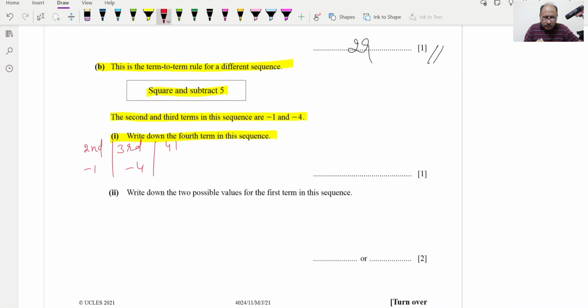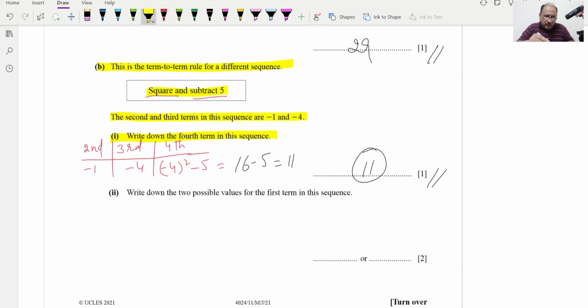Fourth term we can write like, fourth term will be what? We'll be taking square and subtract 5. So minus 5. This will be the fourth term. And we can solve this. This will be 16 minus 5. 16 minus 5 will be equal to 11, and answer will be 11. This is also 1 mark part.